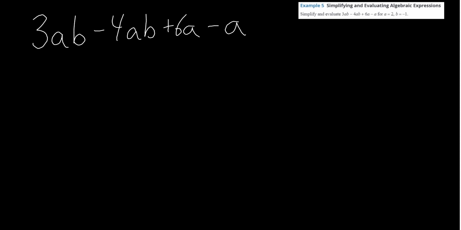Alrighty. So let's combine like terms. It's not that hard. I need to combine a 3ab and a negative 4ab. I'm sorry, 3ab minus 4ab. That's just going to be a negative ab, right? Negative 1ab, or just simply a negative ab. And then I've got a plus 6a minus a, so it's going to be plus 5a.